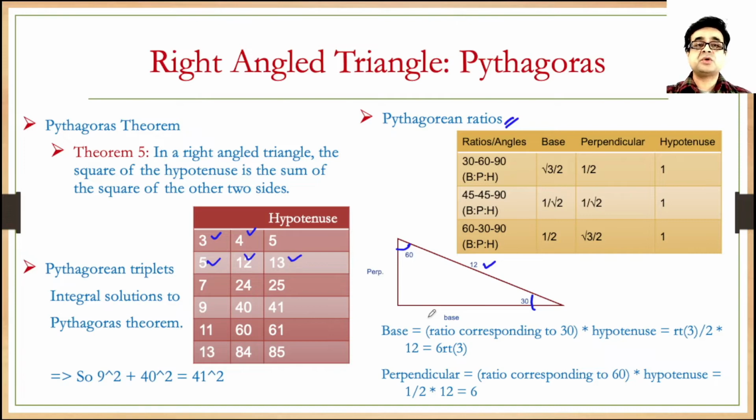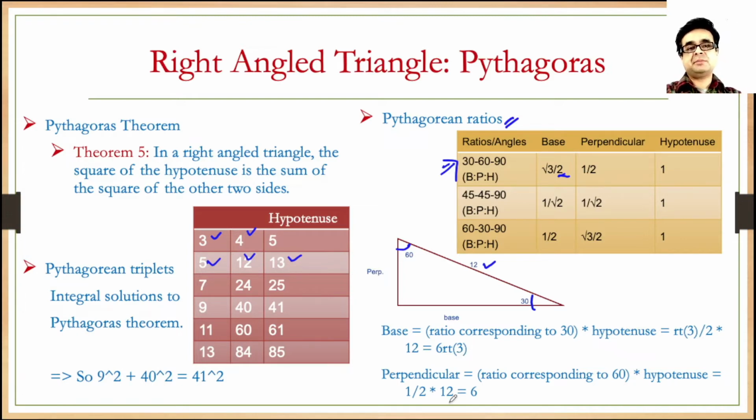However, using Pythagorean ratios, and Pythagorean ratios are part of the GMAT scope, you can easily first identify which kind of triangle it is. So I have a 30-degree angle corresponding to the base, so it was this triangle, and when this is applied, base is nothing but √3/2 multiplied by the hypotenuse, which means that the base will be 6√3. Similarly, we can quickly find the perpendicular.